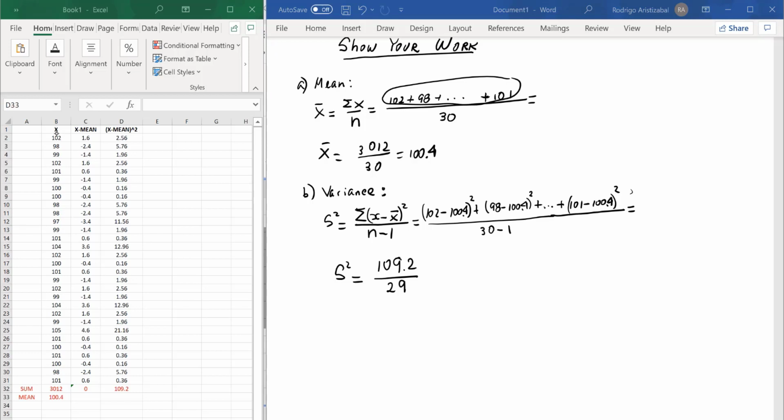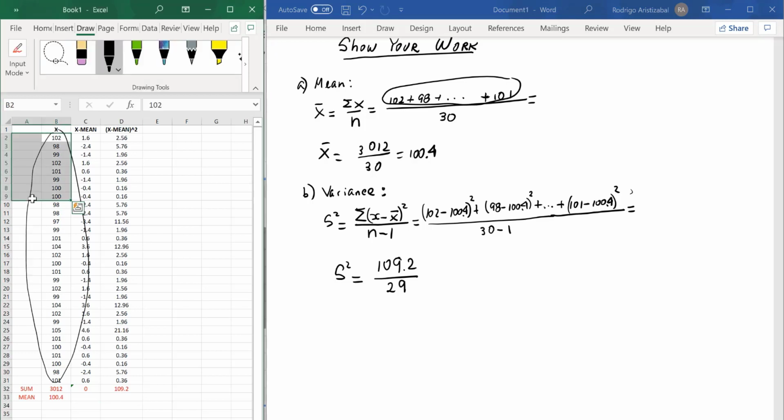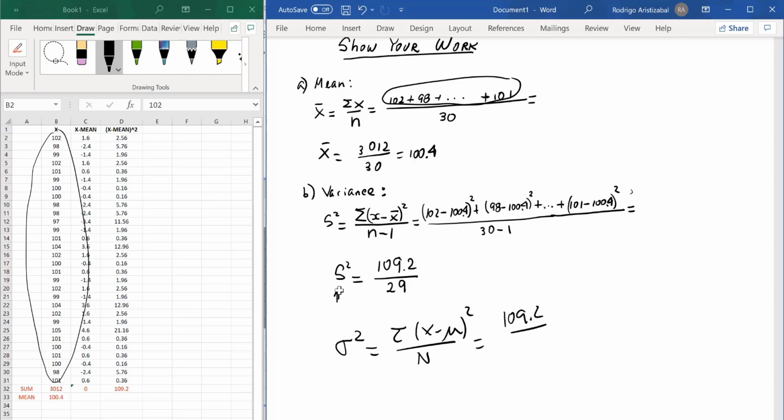Remember, if this data were a census, the entire population, we have to use instead the Greek letter sigma, and sigma squared is the population variance. And the formula is similar. It is each value minus the mean, squared, divided by the total observations. And then in this case, we need to sum all of these values and divide it by 30.